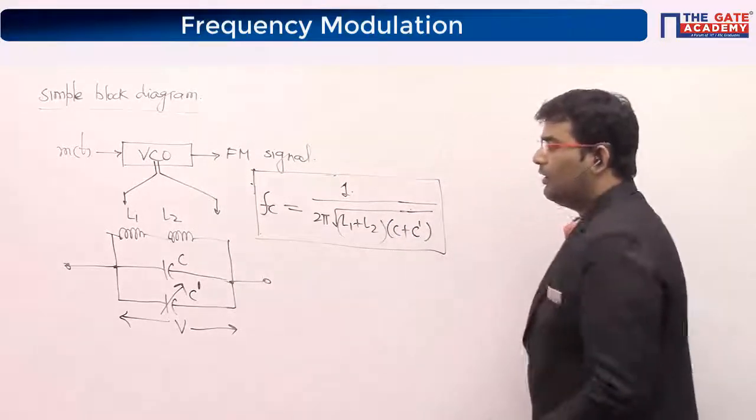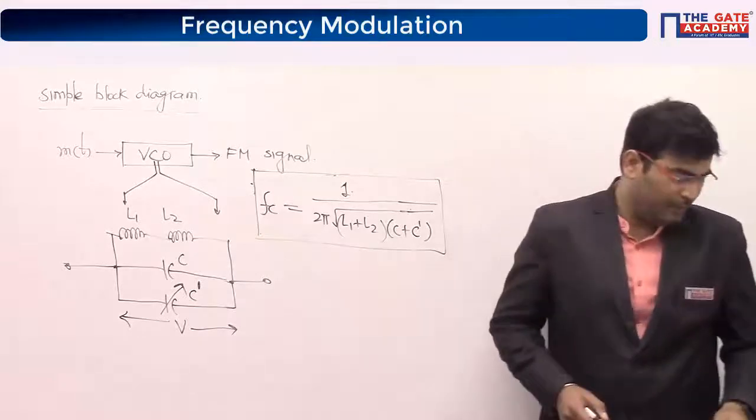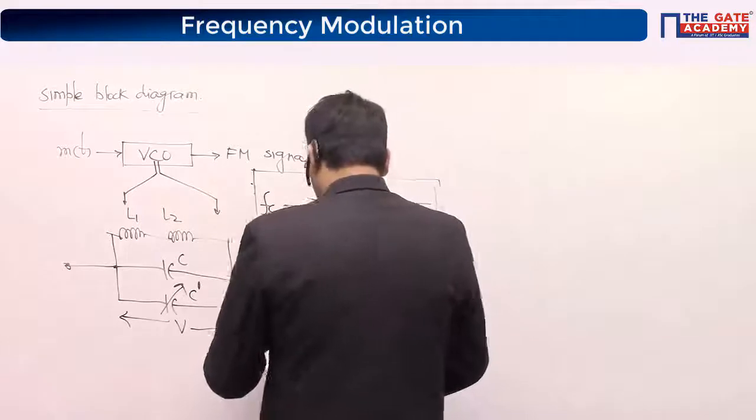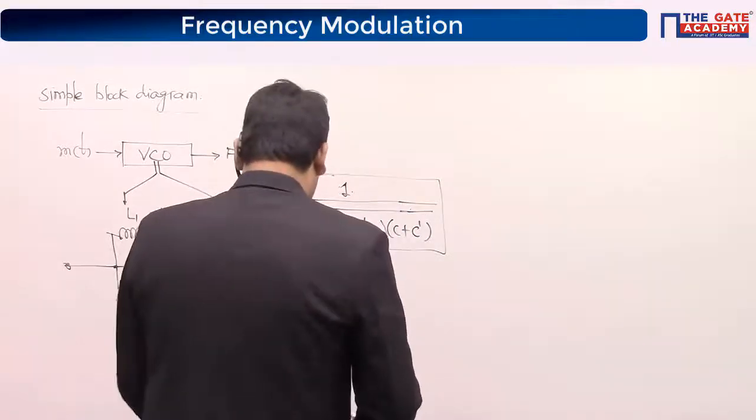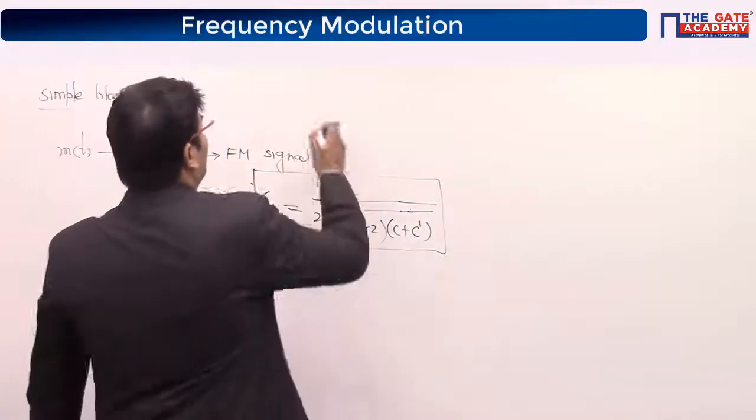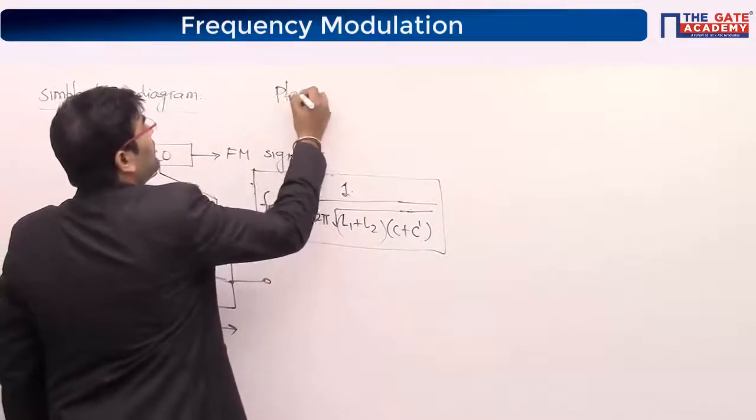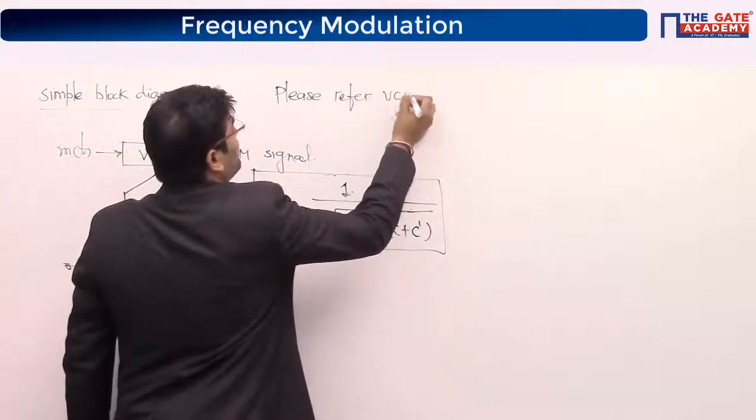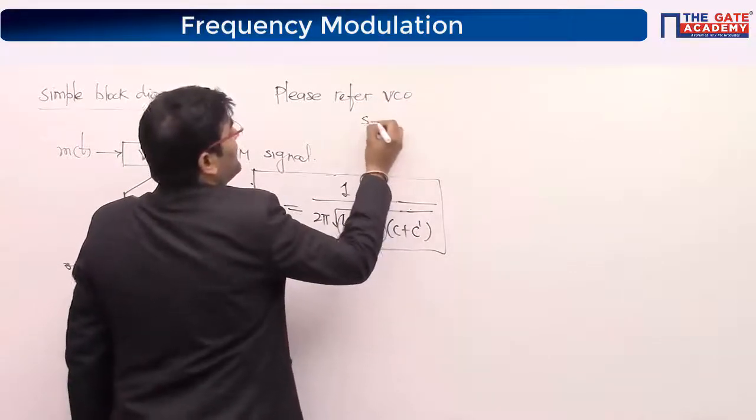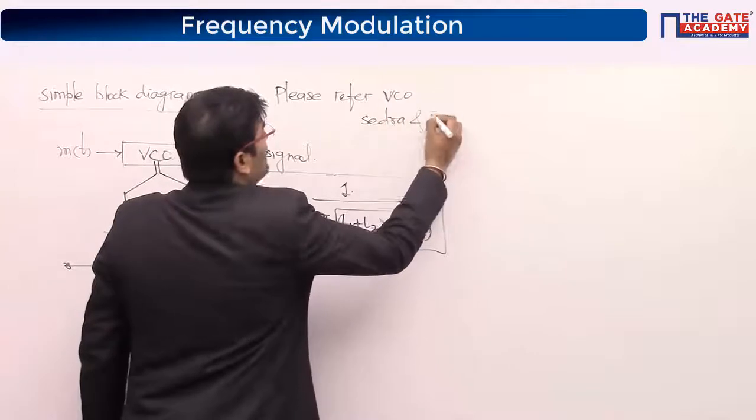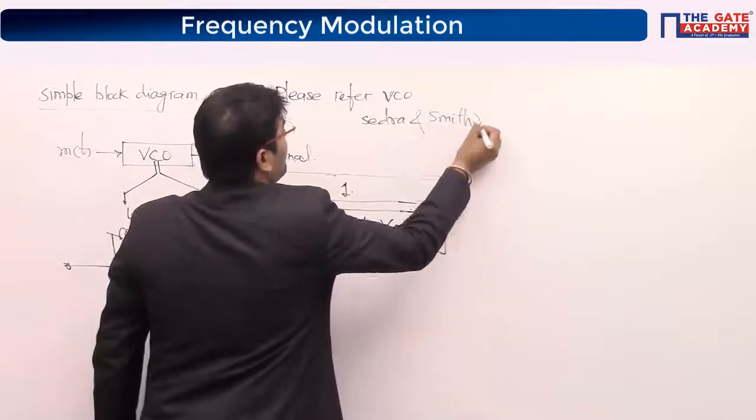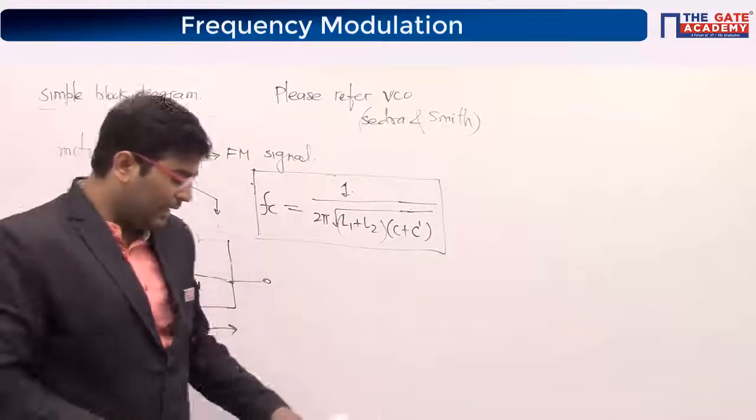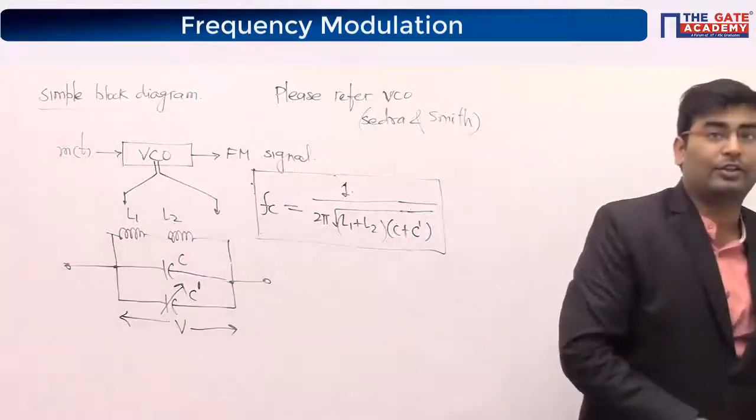So this is all about an idea of VCO. If somebody is interested in how the circuit looks, please refer to VCO in some textbook, I would say Sedra and Smith. Please refer to VCO in analog integrated circuits. Clear, guys? Any question?